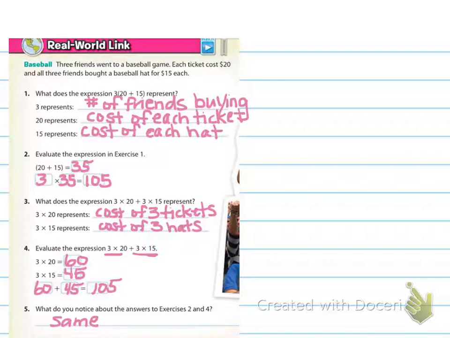And what we find out is that they are the same. It would be $105 either way you figured it out. So if you wanted to say, okay, it's $35 each times 3 people, that's fine. Or if you want to say, okay, it's $60 for the tickets, it's $45 for the hats, so it's $105 for everybody, that's fine too.